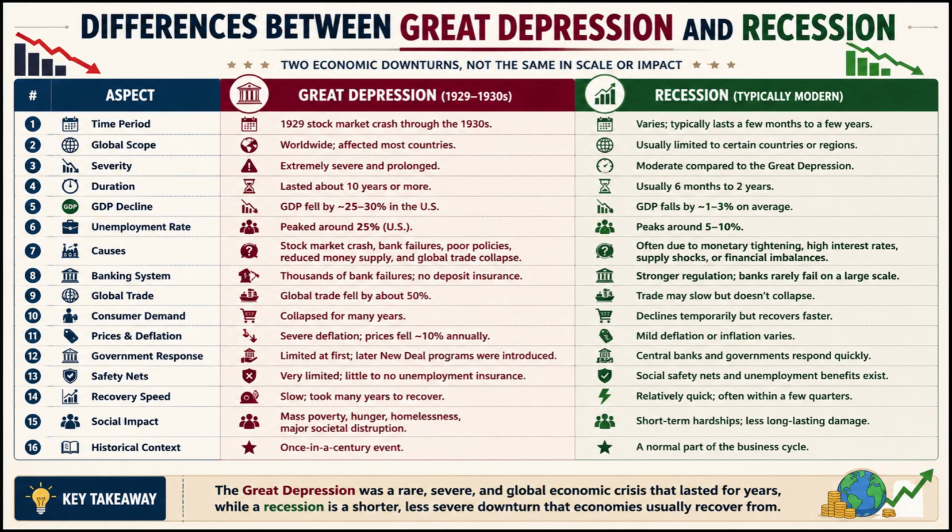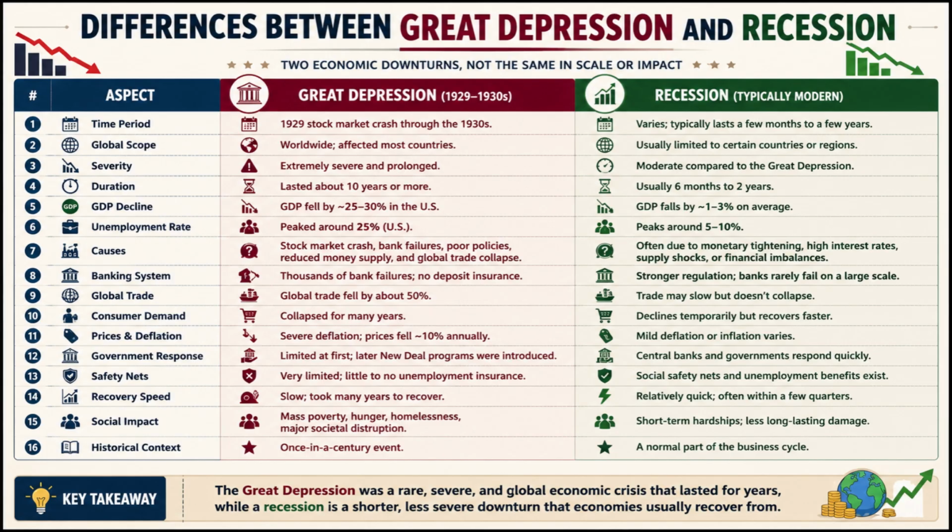less severe. Number 4. The Great Depression lasted for about a decade or more, whereas a recession usually lasts from a few months to a couple of years. Number 5. During the Great Depression, GDP declined by approximately 25 to 30% in the United States, whereas recessions typically cause much smaller GDP declines.